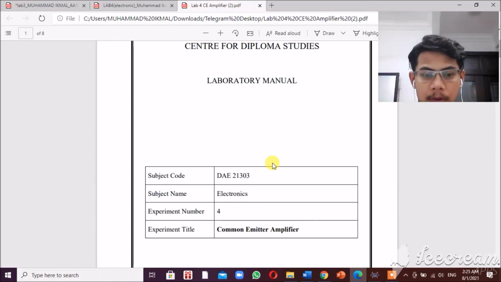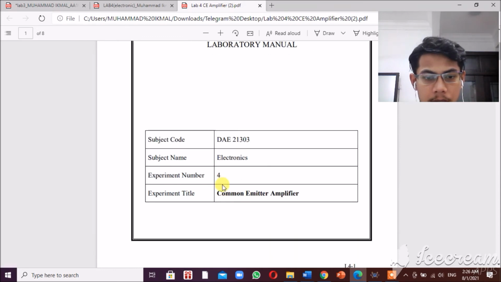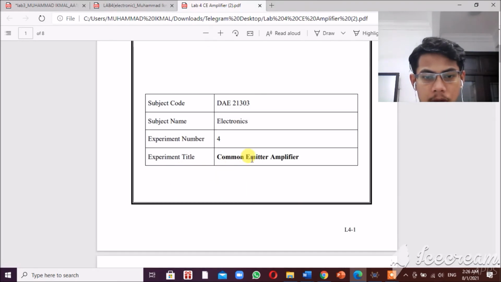Assalamualaikum. My name is Muhammad Iqbal Bashir Masarwi. My matrix number is AA191616 from section 1 electronic. Today I will present a lab for electronic experiment number 4. The experiment title is common emitter amplifier.